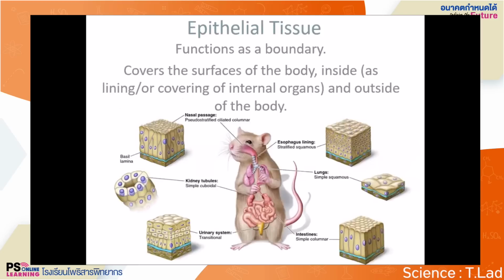Next is called epithelial tissues. So epithelial tissue covers the surfaces of the body, both inside and outside the body. Meaning your skin is made up of epithelial tissue, and the surfaces of your internal organs are covered with epithelial tissues. There are many types of epithelial tissues, such as stratified squamous, simple columnar, transitional, cuboidal or simple cuboidal, basal laminar, pseudostratified ciliated columnar. So these are different epithelial tissues in the body of animals.